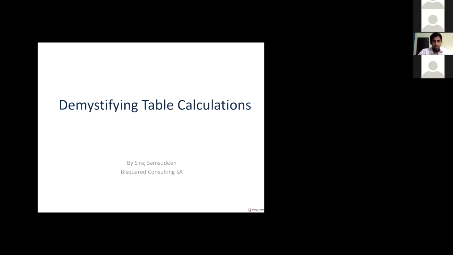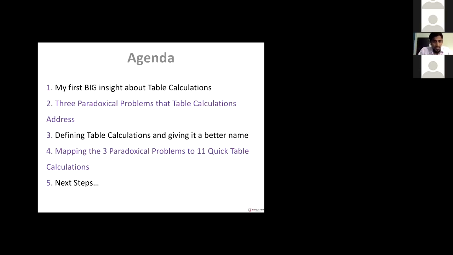Oh, excellent. So here is the agenda. Typically I've presented this session to the user group for about 3 to 4 hours. So I've tried to take the biggest insights I've presented and sequence them. Let's see how much we can cover in 45 minutes.